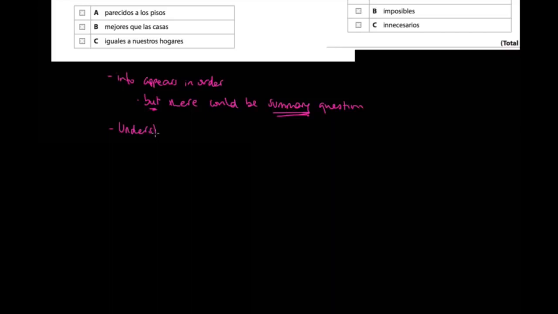Now, the other thing that's important with this is that understanding the question is almost more important than understanding the text. Of course, understanding the text is super important, but if you understand the text really well and then can't understand the question, you won't be able to answer the questions.